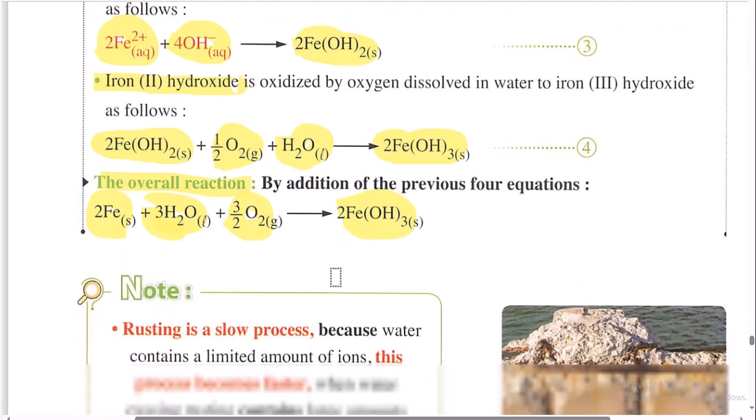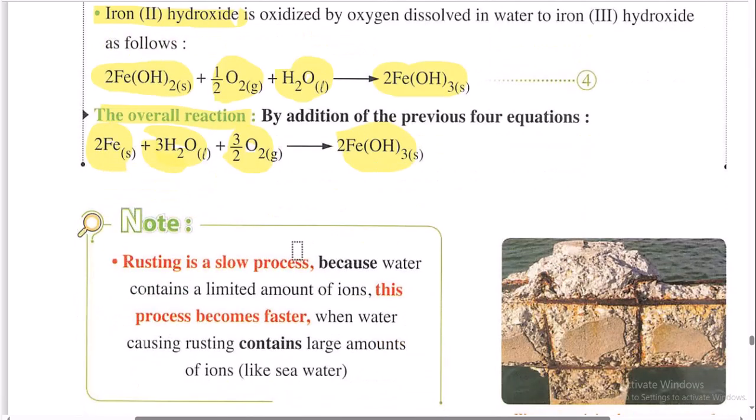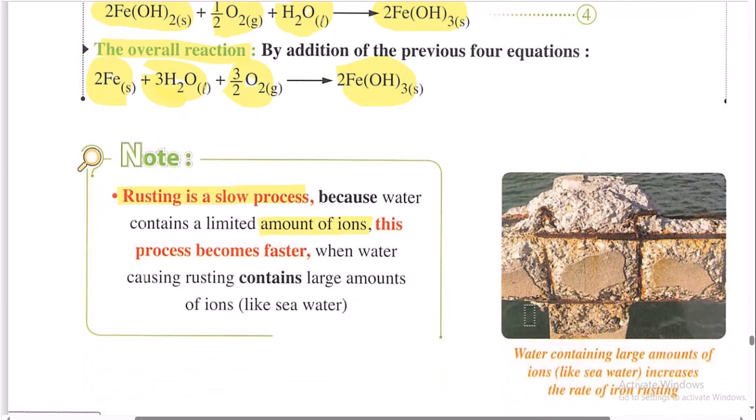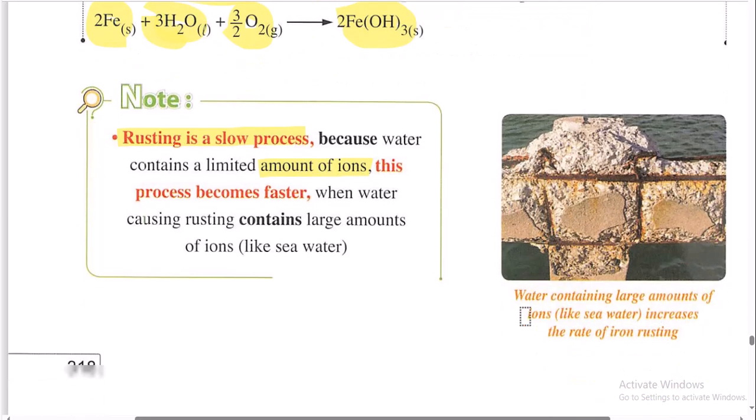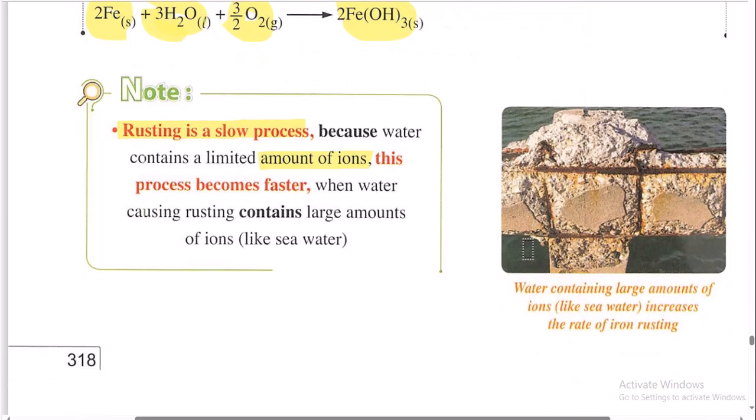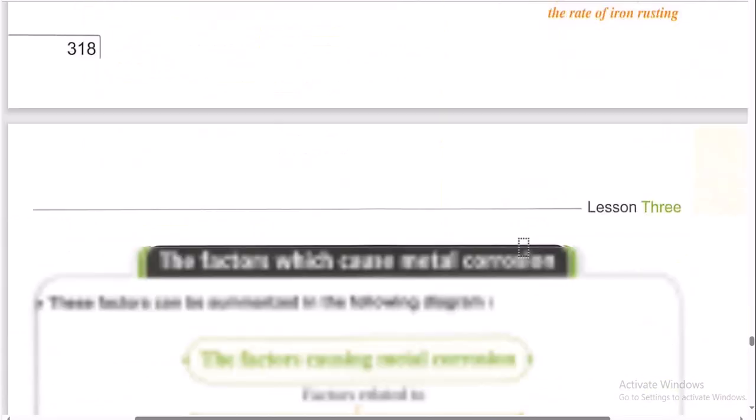the rusting layer. Okay, rusting in general is a very slow process, but if there are a lot of ions inside the water, the rusting process becomes faster, like seawater, which contains a large amount of ions, so it enhances the rusting process.